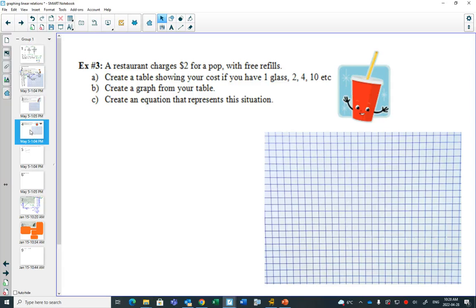Okay, this one's kind of neat. A restaurant charges $2 for a pop with free refills.